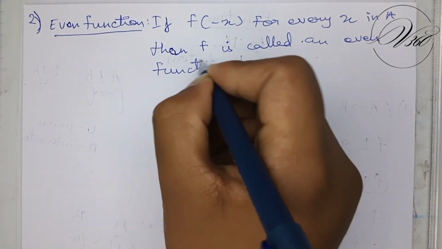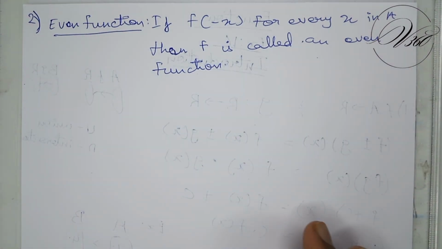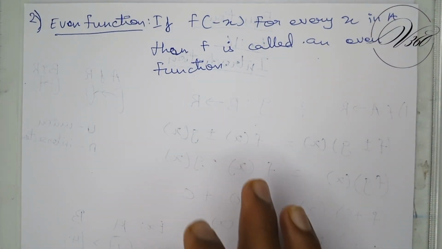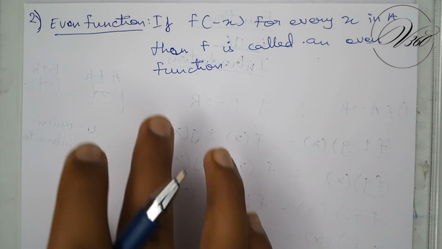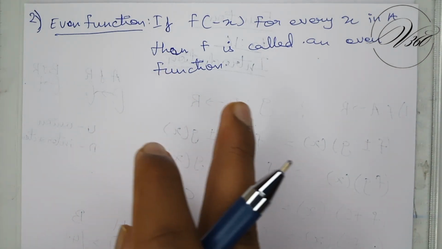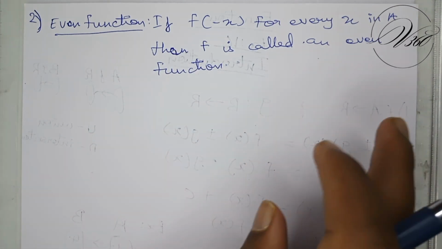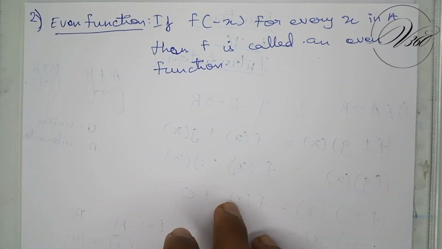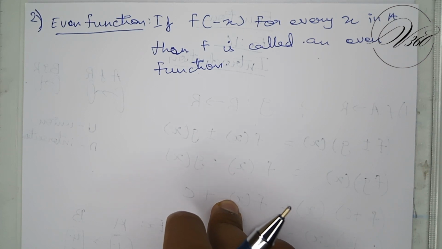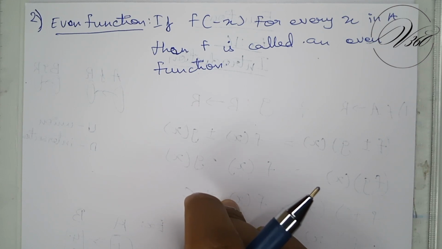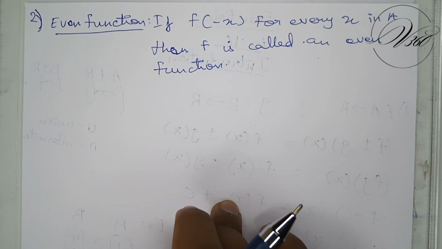I hope all can see what I am writing here. The clarity is good. Now, even function is nothing but if f of minus x for every x in A, then f is called an even function. Okay, let us read it again. If f of minus x for every x in A, then f is called an even function.